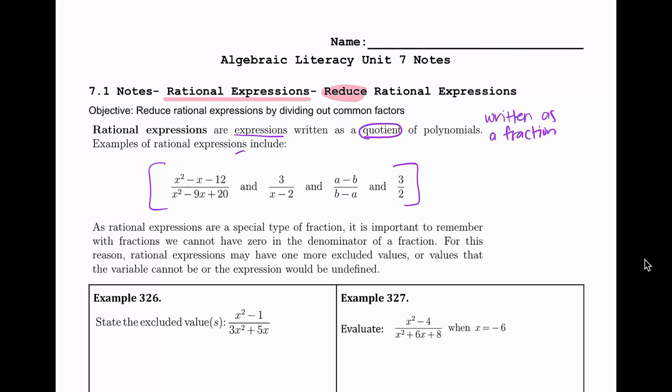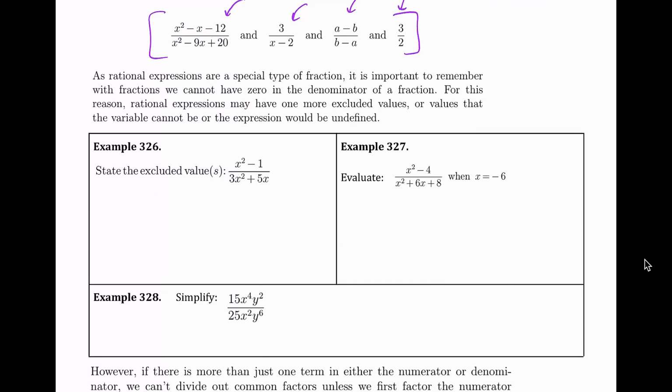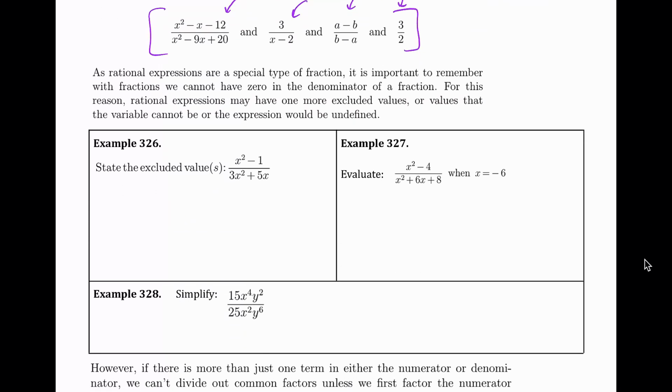So we have a trinomial on top, trinomial on bottom. We have a fraction, fraction here, fraction here, fraction here. All of these are rational expressions. So throughout this unit, we're going to be doing a lot with these. We're going to be simplifying them, adding them, subtracting them, multiplying them, dividing them, solving equations with them. But the most basic thing we need to know how to do first is how to simplify these.